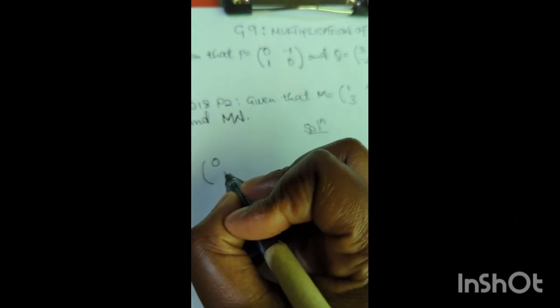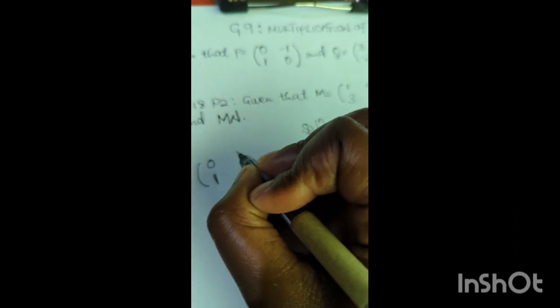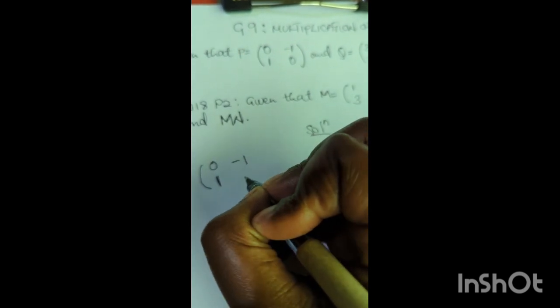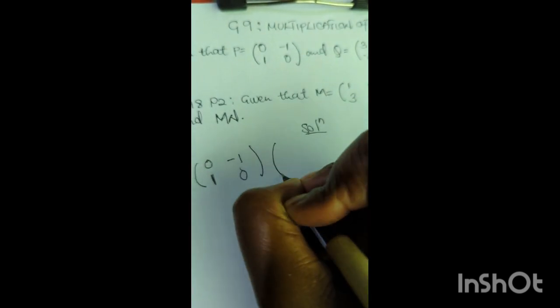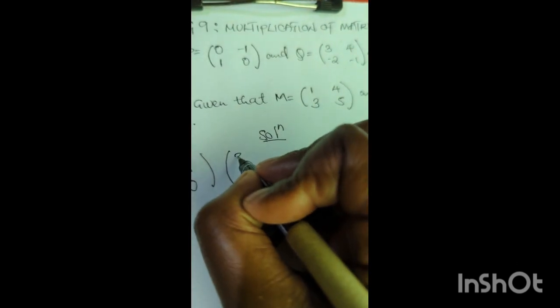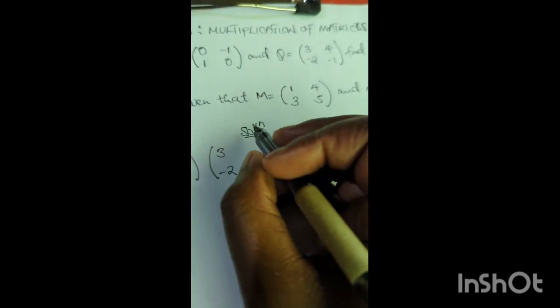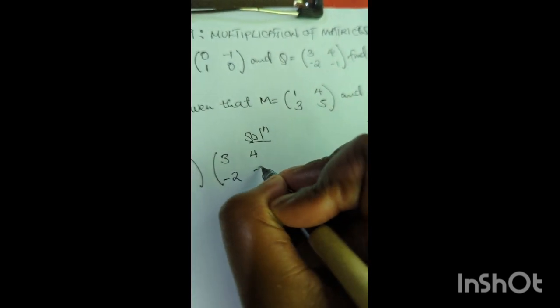0, 1, -1, and 0. Then I'll write matrix Q, which is 3, -2, 4, -1.